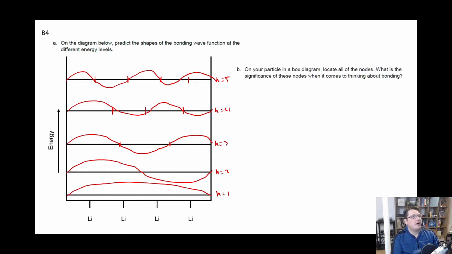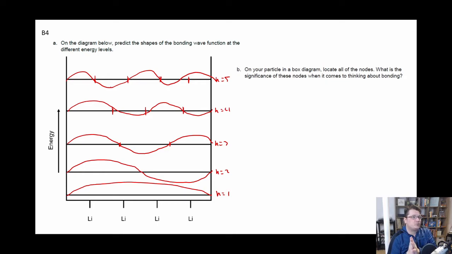If we locate all the nodes, what is the significance of these nodes? The definition of a node hasn't changed. A node is a point where you would have 0 probability of finding an electron, so you would not expect to find an electron at any of those nodes. The significance is that when you move to higher n levels, there are regions in between atoms where you're not going to expect any electron density for those orbitals.